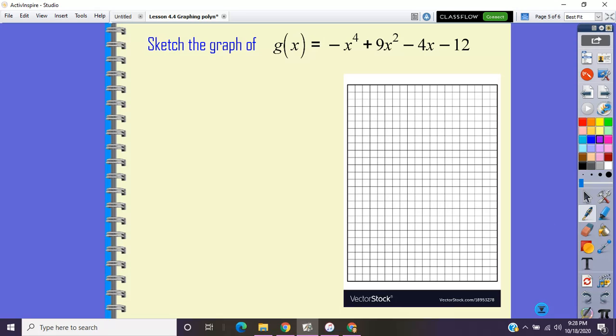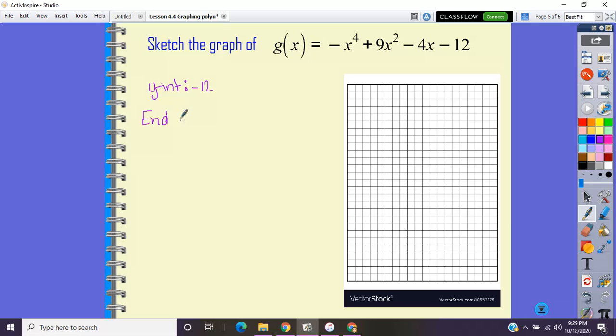So let's get to our example. And once again, knowing your guidelines for graphing is a great way to start. So our first thing that we're going to find is the y-intercept. Remember, to find our y-intercept, we plug 0 into all the x's. That means that I'm going to have a 0, a 0, a 0, and a -12. That makes our y-intercept -12.